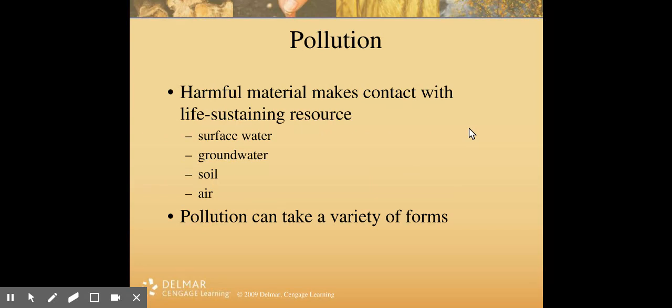Pollution: a harmful material making contact with a life-sustaining resource. So getting something in our water, in our soil, in our air that's not supposed to be there.